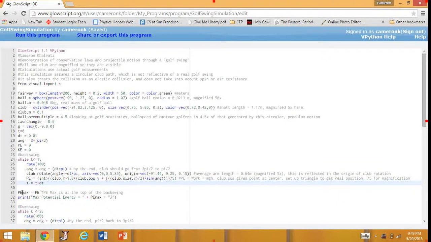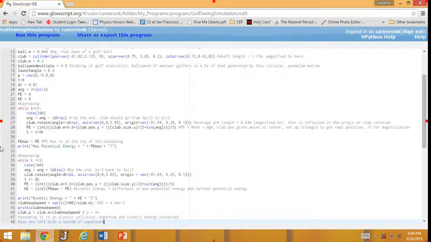And here I update time. By the end of this loop, it should be at the top of the swing. So here I define PE max. I set it equal to PE at the top of the backswing. That's the max potential energy, and I print that out.